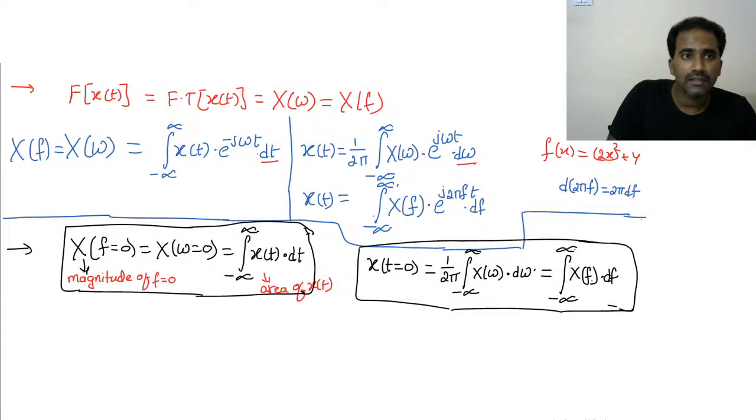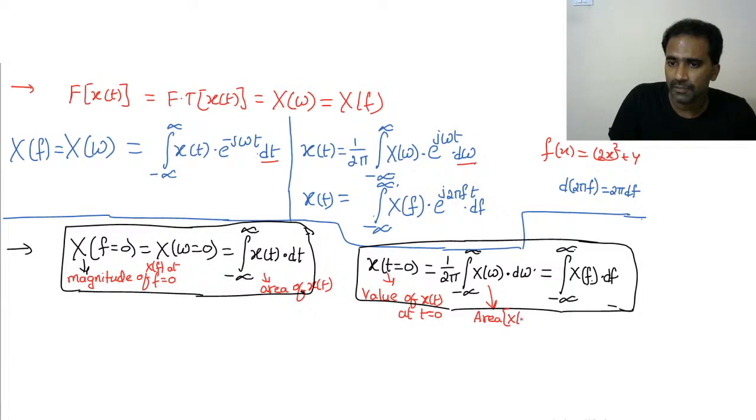See this one? Let us understand the meaning of this. Here, magnitude of X of f at f equal to 0. And here, value or I can also say magnitude of x of t, the value of the signal x of t at t equal to 0. In time domain, the value of the signal at t equal to 0 is the same as the area of X of omega in frequency domain, divided by 2 pi extra.